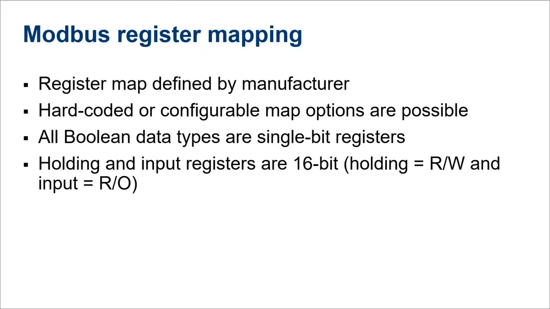Boolean data types are stored as single bit registers, so they're just a single bit for on or off, true or false. And holding and input registers are 16-bit, and those can be combined into 32-bit registers as long as your server and client are both capable of understanding that conversion.